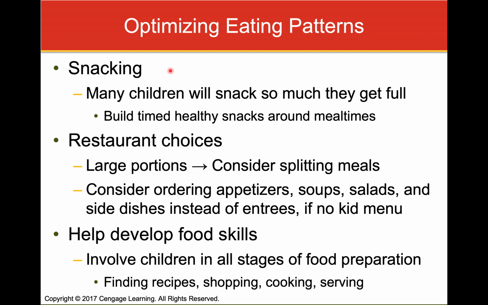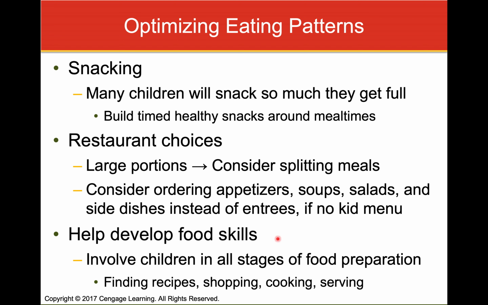Some ways to optimize eating patterns in children when it comes to snacking. There are many children who will snack so much that they get full, and so they won't be ready to eat at meal times. So it's important to build timed healthy snacks around meal times. When it comes to eating at restaurants, portion sizes are often much larger than the child is going to need. So consider splitting meals. And if there's no kid menu available, you can order appetizers, soups, salads, and side dishes as the main meal instead of ordering from the list of entrees.